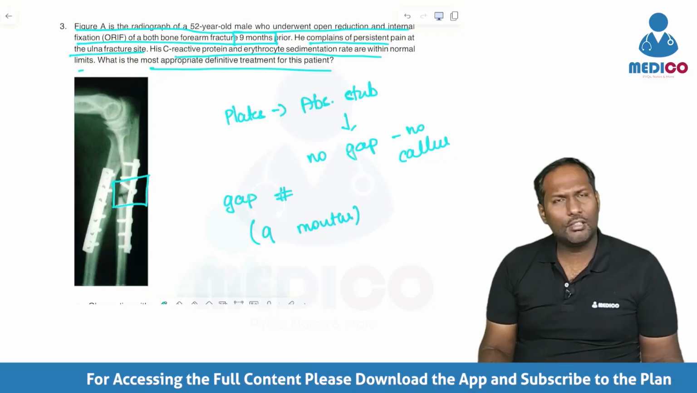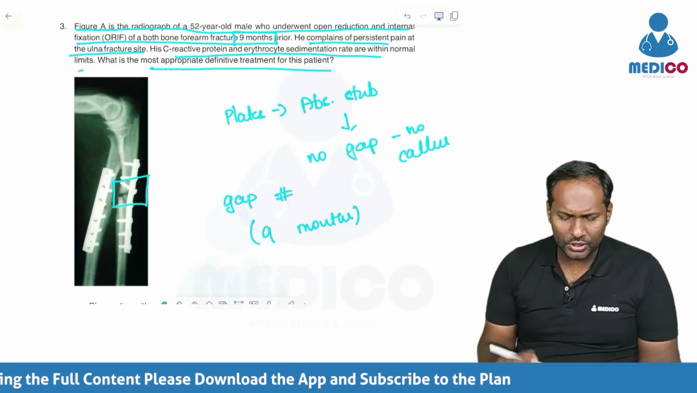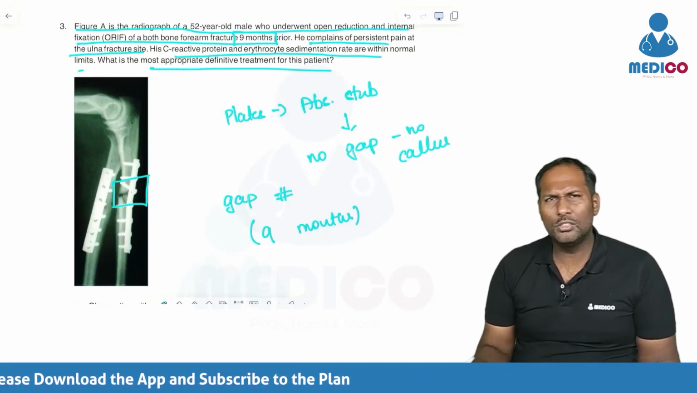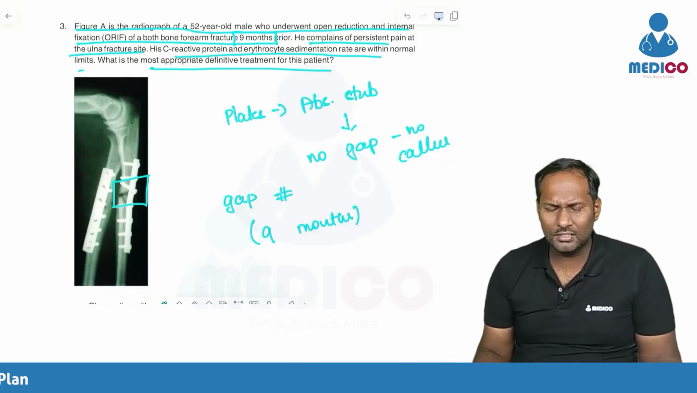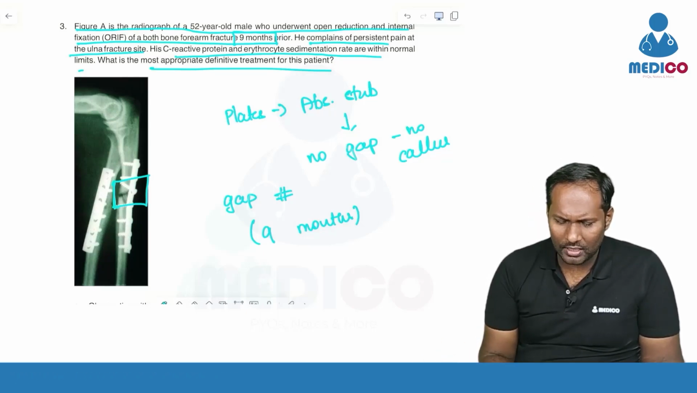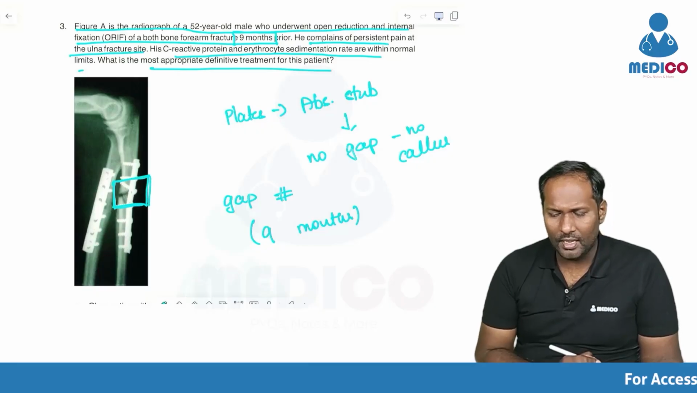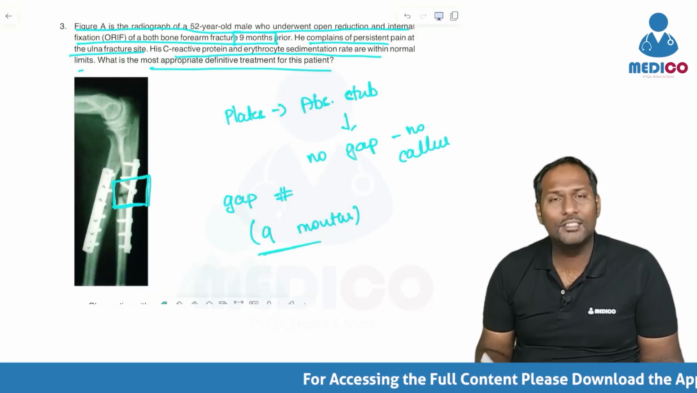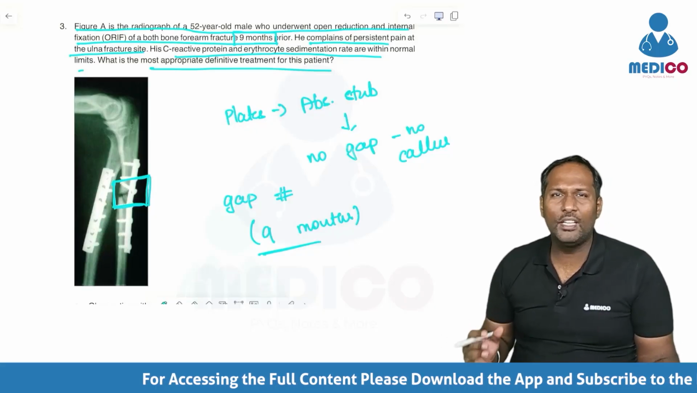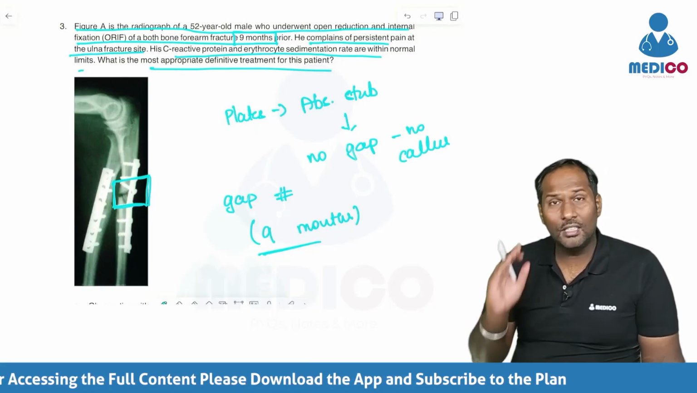even though the doctor has tried to achieve absolute stability by using proper plates and screws, because of some reason, it could be the patient gave weight much earlier or any other reason, a gap has somehow occurred. And if the gap is not uniting for 9 months, that is the golden period up to which we can wait and watch, we call it a non-union.